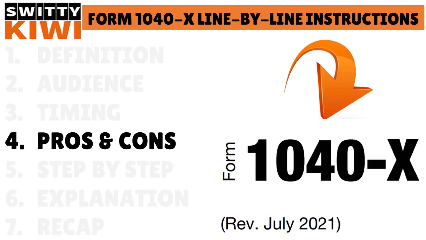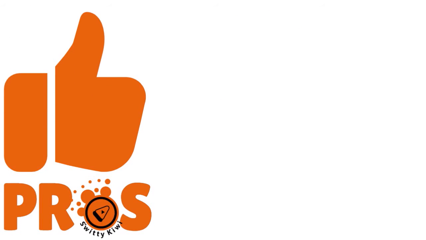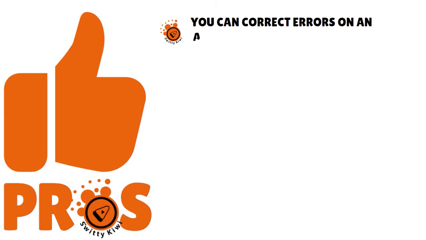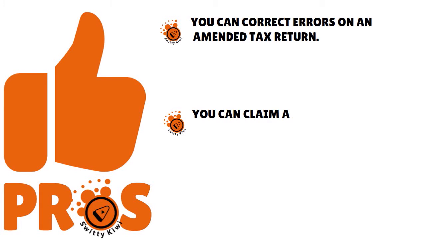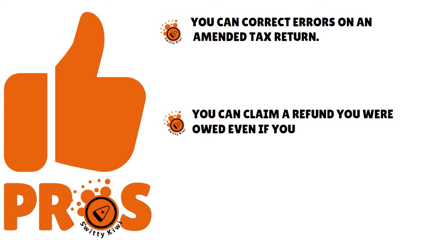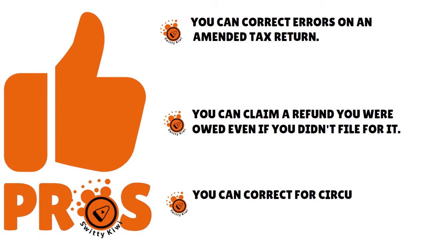Let me talk to you now about the pros and cons before we actually get into the step-by-step. So there are pros and cons, okay? On the pros, you can correct errors on an amended tax return. That's the cool thing about it, right? You can actually claim a refund you were owed even if you didn't file for it. This is why we always advise folks on this show to always file a tax return. You never know. You never know.